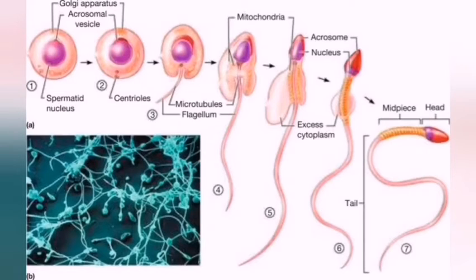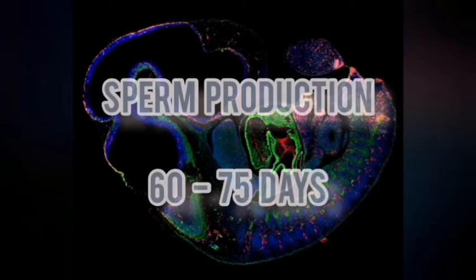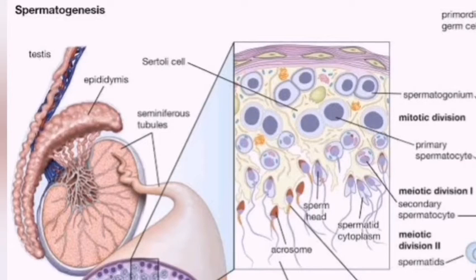And the last phase, called spermiogenesis, modifies the shape of spermatozoa into a functional one by removing most of its cytoplasm, giving rise to a streamlined sperm. It takes about 60 to 75 days of sperm production. After a streamlined sperm is formed, it is transported into the epididymis for further maturation and is ready for ejaculation.